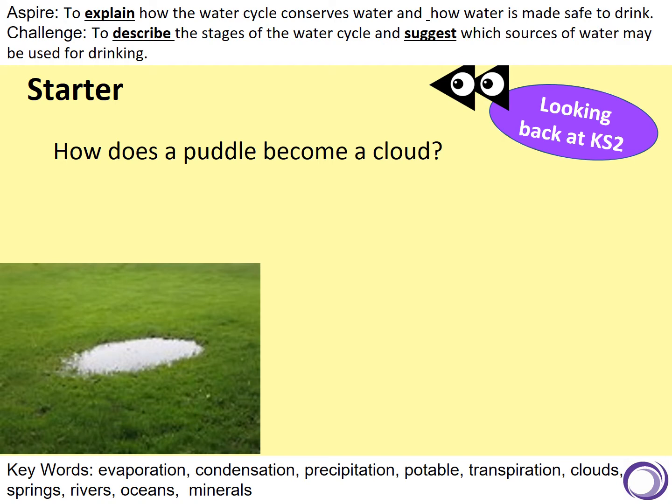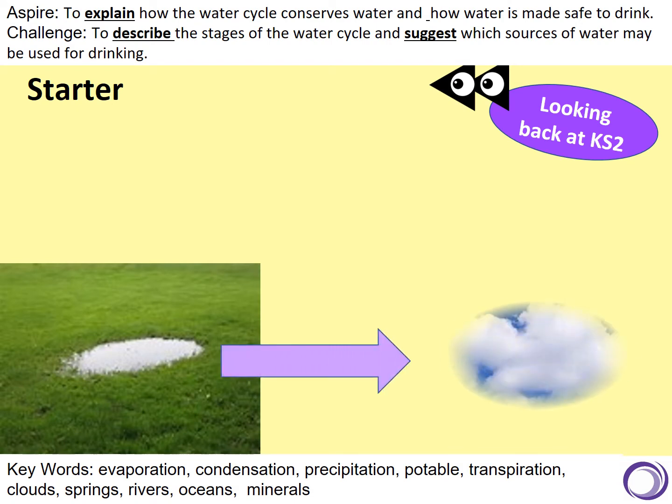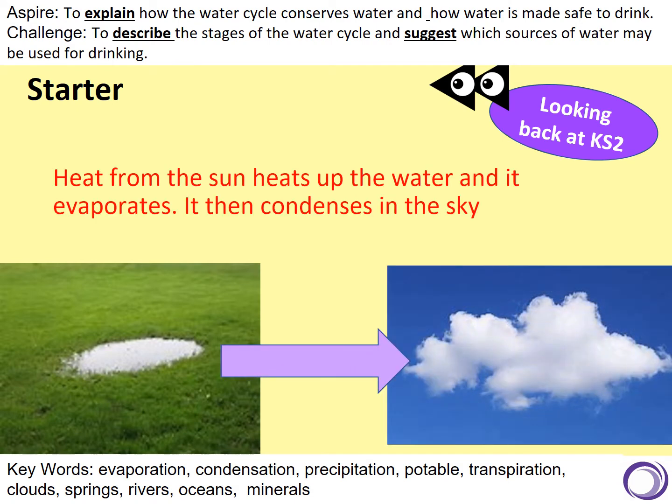Okay, so hopefully you will have used some of those keywords we looked at in the pre-starter. What I would have hoped for you to see to go from the puddle to the cloud would be that you were talking about heat from the sun, heating up the water and causing it to evaporate. So that's how it leaves the puddle in the first place. And then our second keyword there, that it condenses in the sky and turns back into a liquid which forms the clouds and ultimately, of course, will fall as rain.